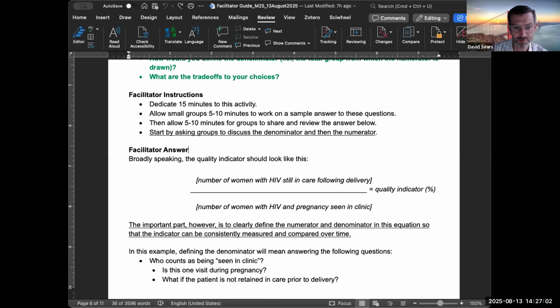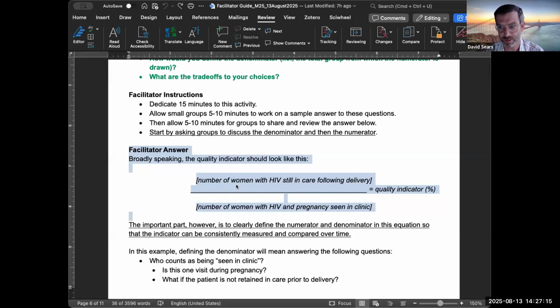And then we have a slide along this line. So we give the facilitator answer here, which is, again, very basically the number of women with HIV still in care following delivery divided by the number of women with HIV and pregnancy who are seen in the clinic. So what proportion of these women are in care following delivery? And there's, again, a slide that goes over this.